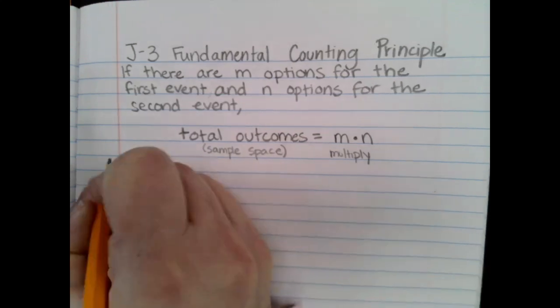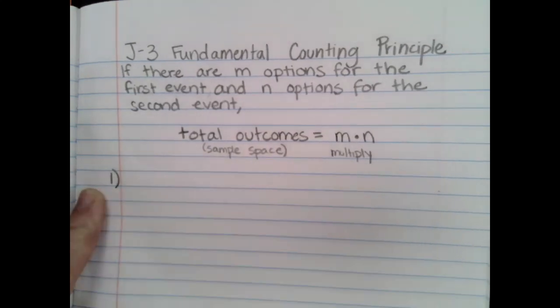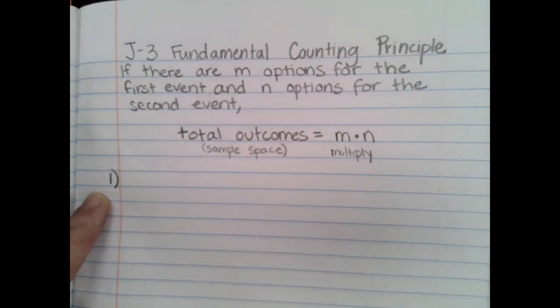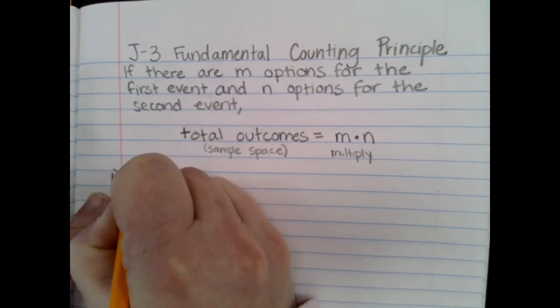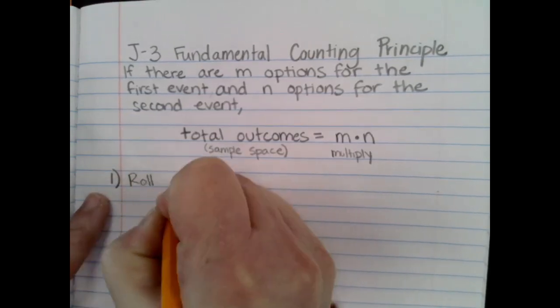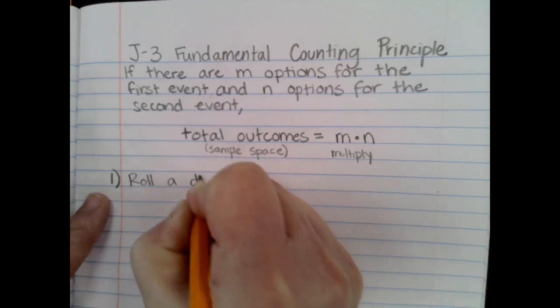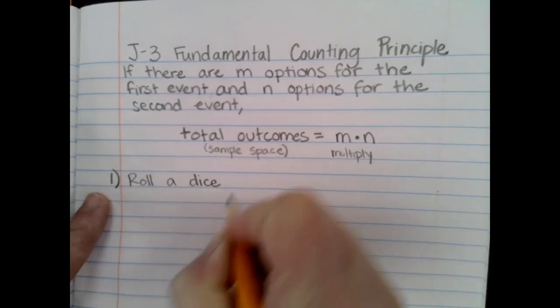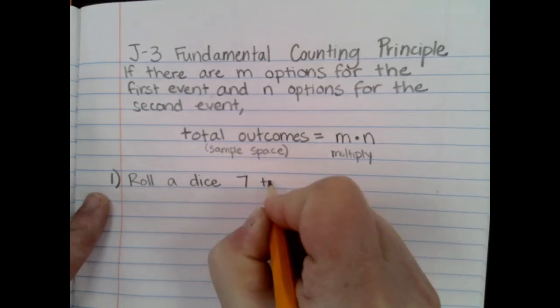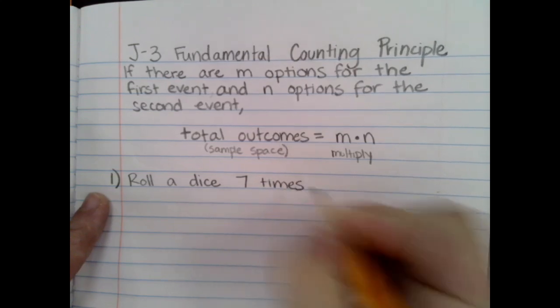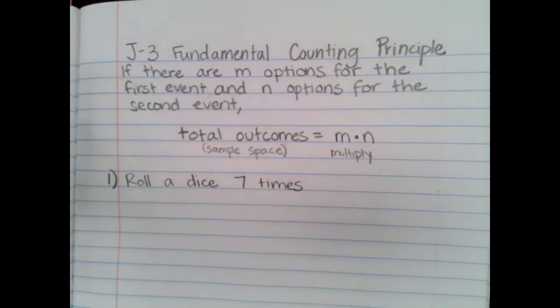All right, so number 1. I want to know how many outcomes are there if we roll a dice 7 times. So today we're going to just find the outcomes. We're not going to do probability quite yet with these outcomes. We're just going to find the total amount.